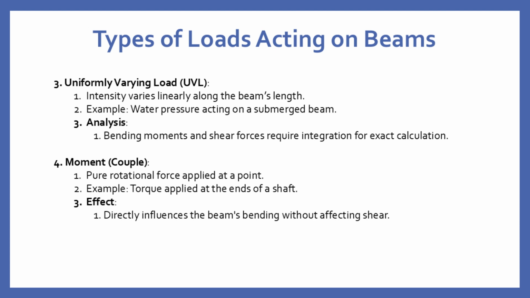Uniformly varying load, UVL, and moment, couple, are two additional types of loads acting on beams. A uniformly varying load, UVL, has an intensity that varies linearly along the beam's length, such as water pressure acting on a submerged beam. Analyzing this load requires integration to calculate bending moments and shear forces accurately. On the other hand, a moment couple is a pure rotational force applied at a point, like torque applied at the ends of a shaft. This type of load directly influences the beam's bending without affecting shear.